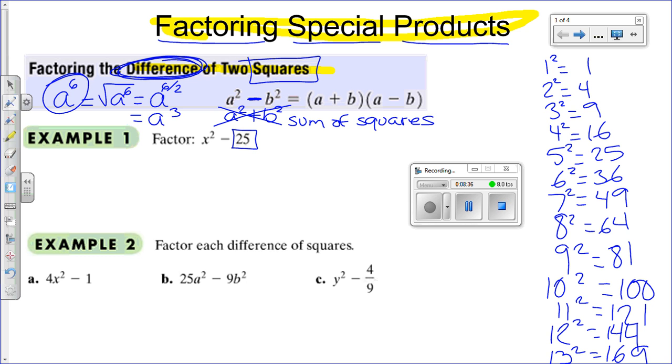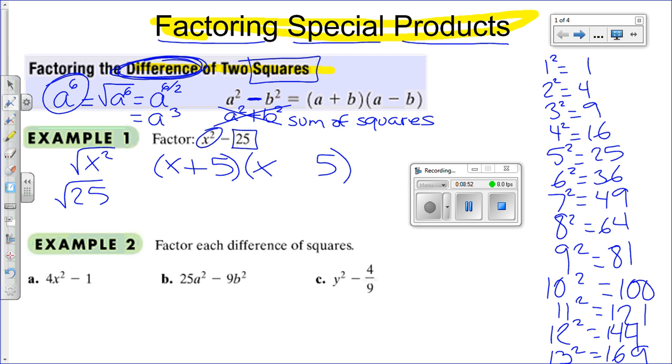So let's see what we do. We take this term into consideration and we take the square root of that, and so that will be x. Now we take 25, take the square root of 25, and that will be 5. It could be negative 5 or positive 5, and that's another reason why we use positive and negative. And that's it. That's all you have to do to factor a difference of squares. So let's look at the next problems.